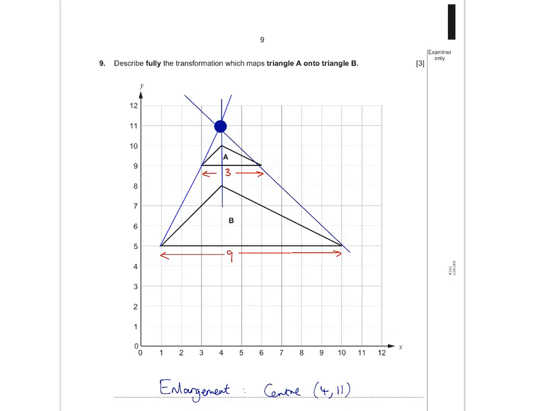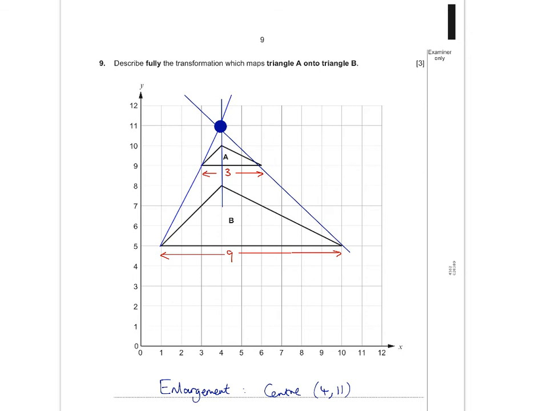Central enlargement, okay, when you have to find a transformation. We don't know it's an enlargement. The fact we're saying it's an enlargement is because it's going from a small one to a big one, okay? Be careful what the question says first, alright? Sometimes they can mix them around, okay? It says triangle A onto triangle B. So we're going from A to B, so we're getting bigger, alright? So it's an enlargement and it's getting bigger, alright?